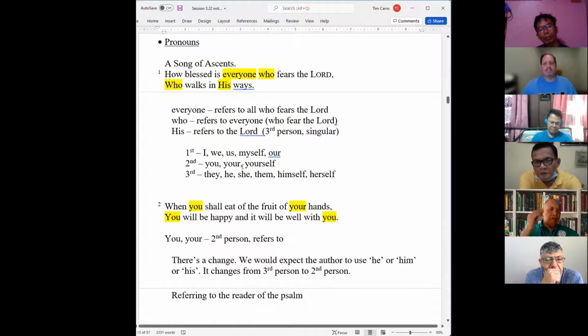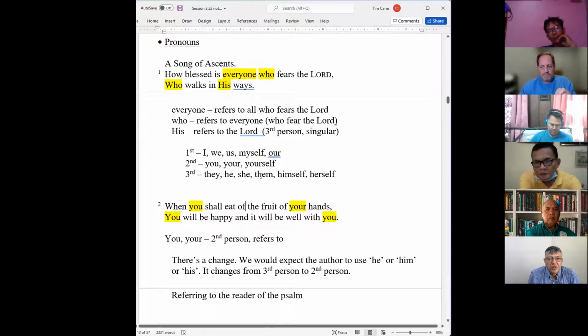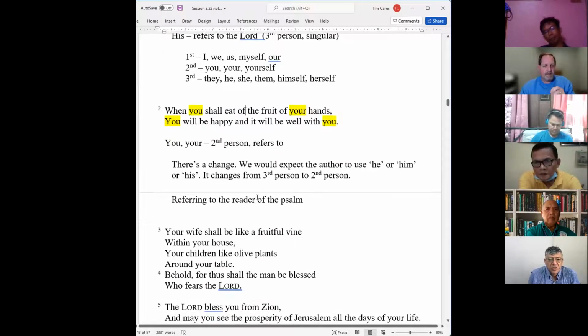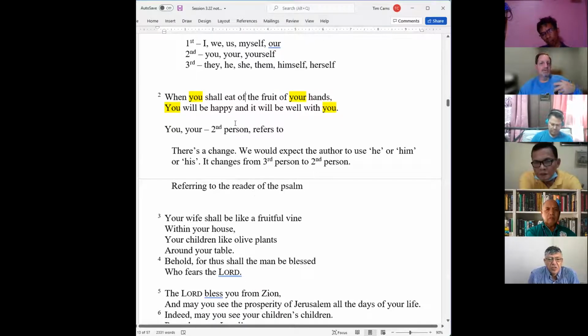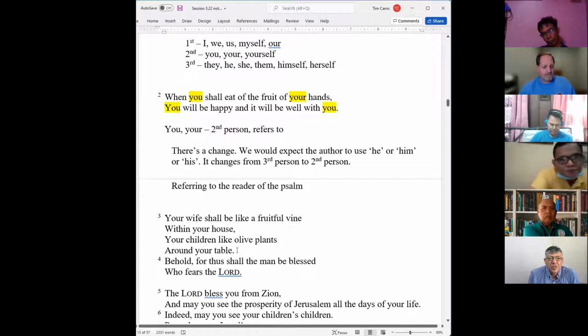The first verse sounds pretty general, right? Everyone who fears the Lord is blessed. But then in verse 2, he seems to narrow his focus to a particular group of people, doesn't he? And we don't know, yes, the reader, but is it every reader or is it a specific group within those reading this poem or singing it? Okay. Specific group. Notice verse 3.